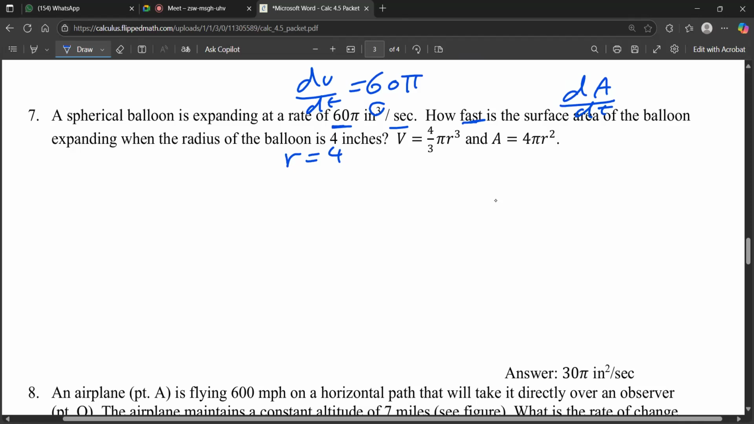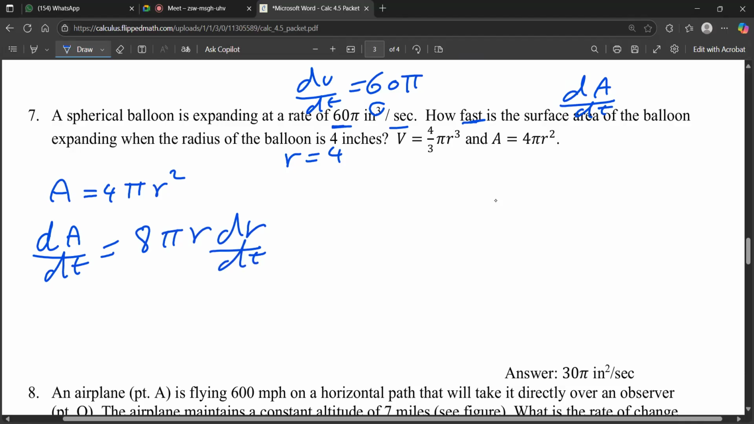Okay, that's perfect. If we write the area formula of the sphere, it will be A equals 4 pi R squared. Let's apply the differentiation. So dA/dt equals 2 times 4, 4 is 8, 8 pi R dR/dt. I have R, which is 4, but I don't have dR/dt. Okay, let's see that rule.